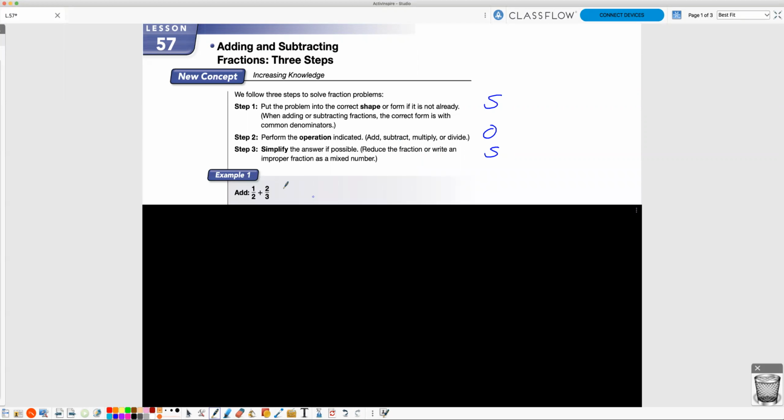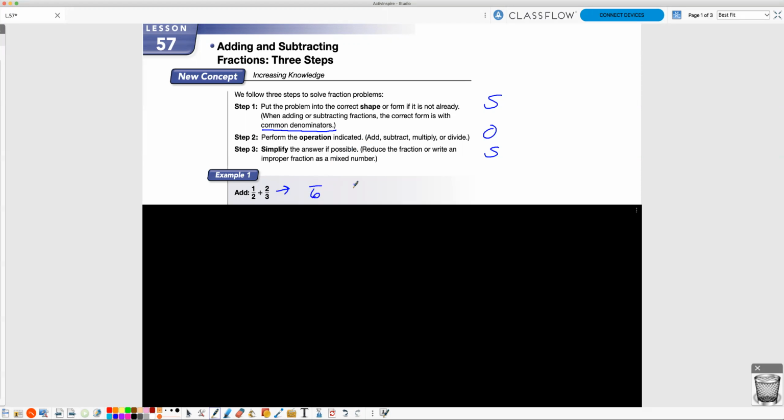So for example 1, our first thing to do is to consider the shape. And in this case, when we're talking about shape, we're talking about common denominators if you're adding and subtracting fractions. If you're multiplying and dividing, you would just multiply numerators times numerators. If you were dividing, you would have to multiply by the reciprocal. Since we're adding these fractions, the shape that we need to work with is having like denominators.